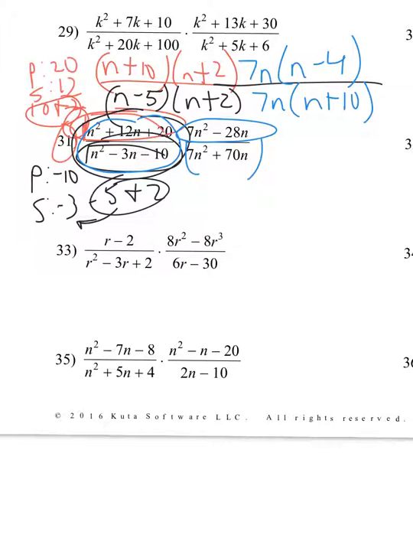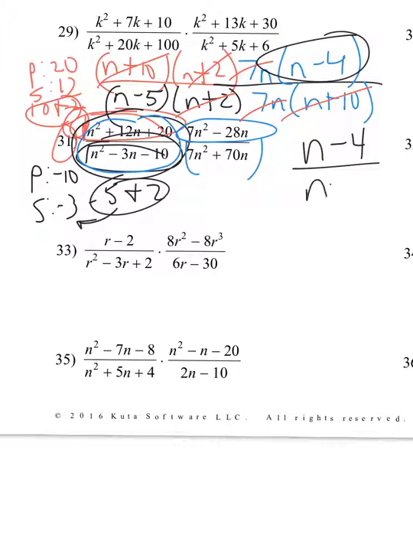Okay, so now, what cancels? Well, I've got an n plus 10 factor that'll cancel. I've got an n plus 2 factor that'll cancel. I have a 7n monomial factor that'll cancel. And I am left with n minus 4 over n minus 5. And again, those n's do not cancel. And that is your final answer right there.